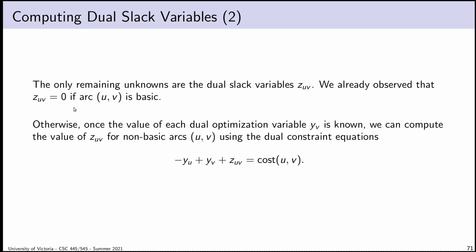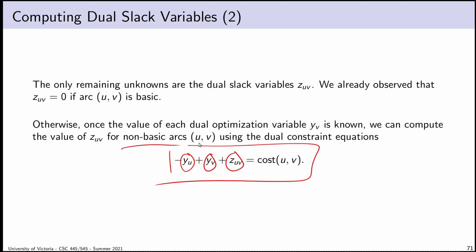Now, as far as how to compute the z values, it turns out that we don't need some clever tree-based algorithm for this, because once we have the x values and the y values, we can just go through and, by process of elimination, because we already know the y values, solve each of our constraint equations for z. And we only do this for the non-basic arcs because we know already that for the basic arcs, the z value is 0.